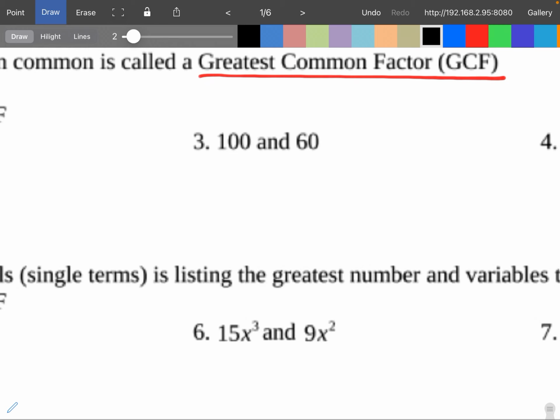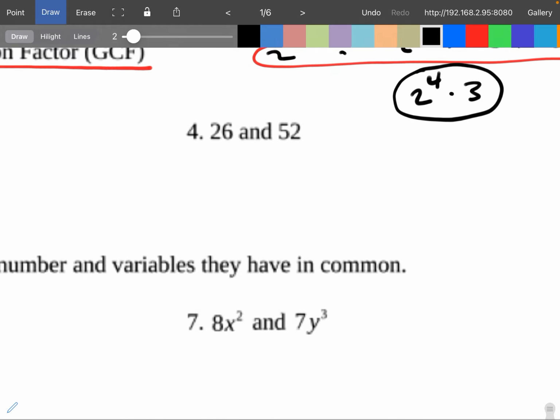What about number 3? 10. Bigger. 30. 20. You want the largest number. I mean, 10 is a common factor of 100 and 60. All right, 10 is a common factor, but we want the greatest common factor. So we want the largest number that divides evenly into 100 and also into 60. So that one is going to be 20. So the GCF on that one is 20.